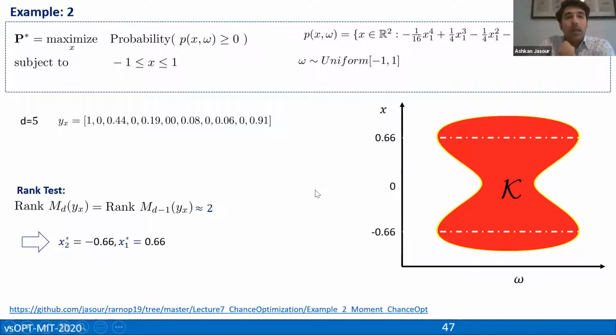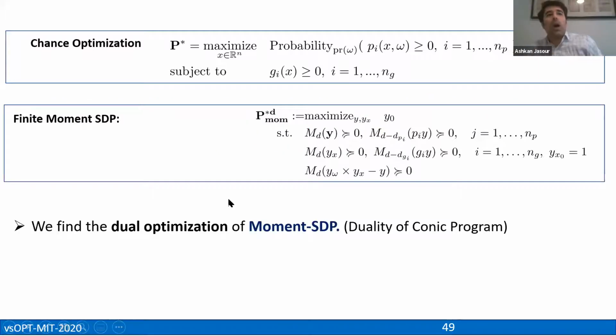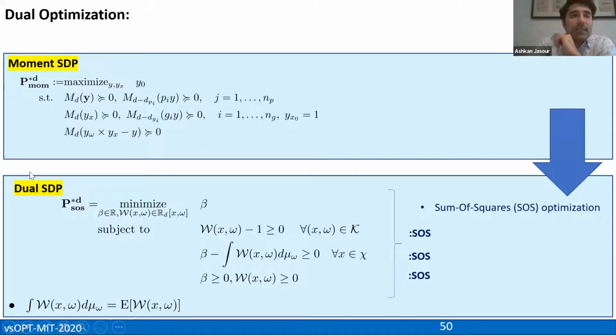So these are my results for chance optimization. And now, in the next step, I am going to look at the dual optimization. I'm going to obtain the dual optimization of the finite moment SDP. For this, I'm simply going to apply the standard results of the duality of conic programs. By doing so, this is the dual SDP that we are going to get.